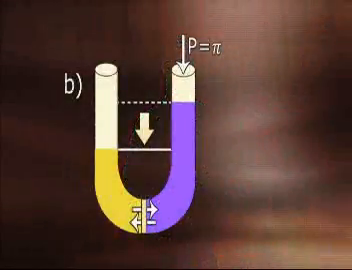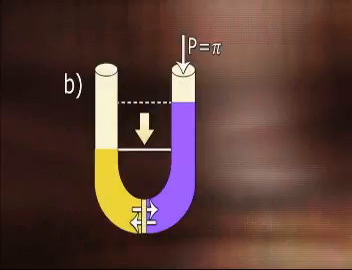Students, how else can the osmosis of solvent molecules be prevented? Pressure could be applied to the right arm, as you see here. This would stop the net flow of solvent in either direction. The pressure that is required to prevent osmosis is known as the osmotic pressure, pi, of the solution.